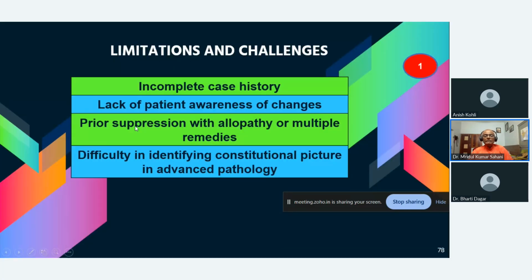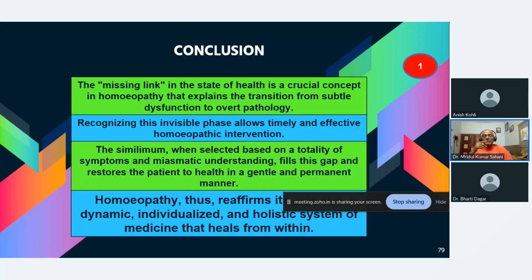And then, what are the limitations? As I told you during all my case histories, the first limitation is an incomplete case history, lack of patient awareness of the change, then prior suppression with allopathy or multiple remedies, and difficulty in identifying the constitutional picture in advanced pathology. So these are the limitations.